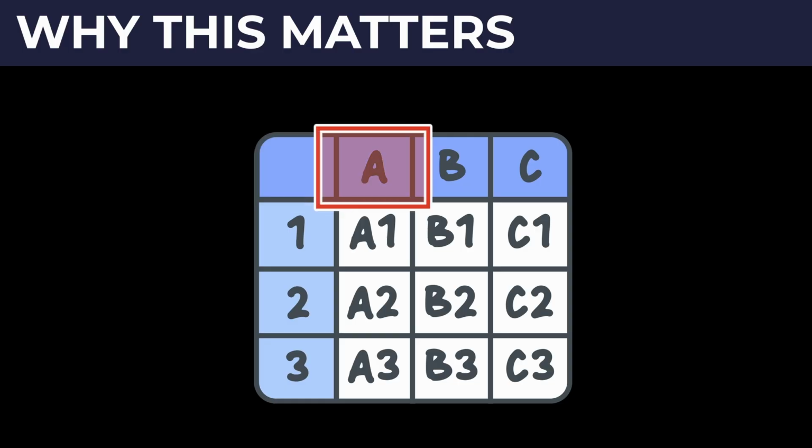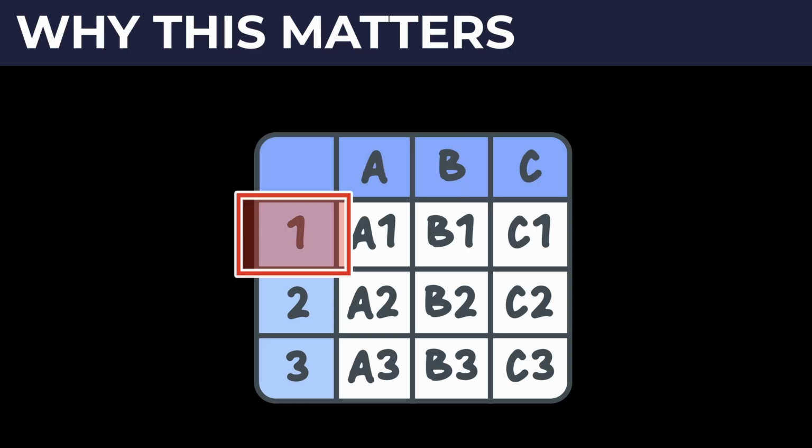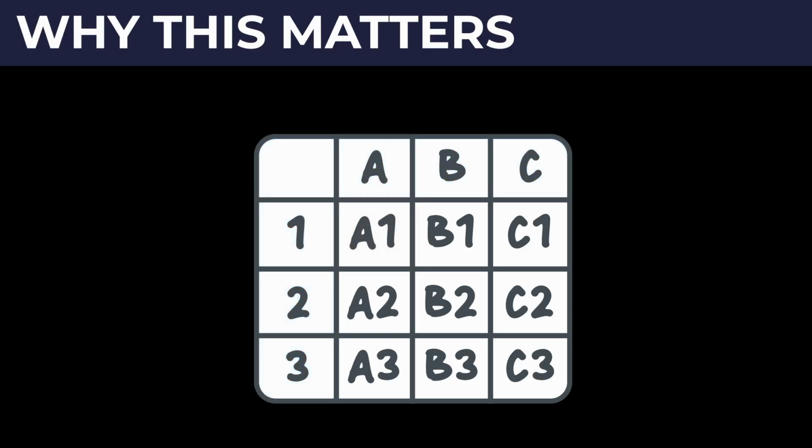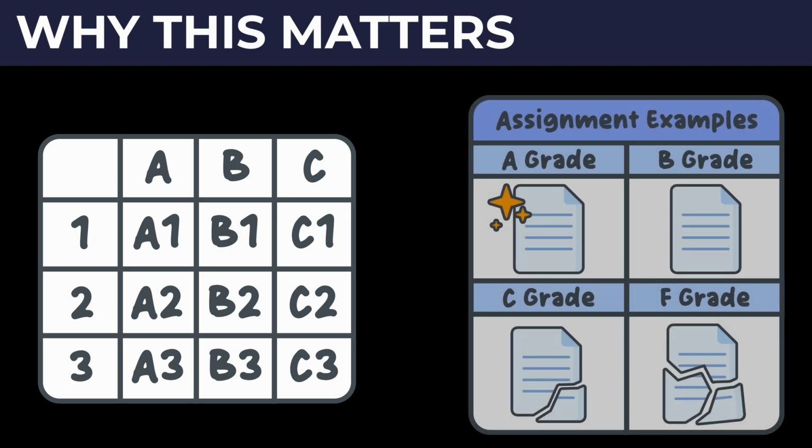Let's start with why this matters. Screen readers process tables cell by cell in a linear fashion. If headers aren't defined, or if a table is used for layout instead of data, the structure breaks, and students can't make sense of what they're hearing.